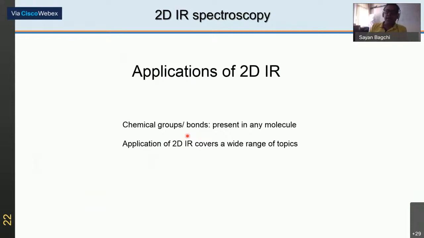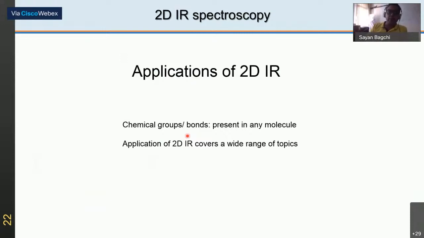So as long as that particular mode is IR active, we can get an IR spectrum. And if we can get an IR spectrum, we'll be able to get a 2D IR spectrum. All we are doing is the same IR spectrum, but using femtosecond laser pulses, and we are interacting these pulses multiple times with our sample. So as you can understand, we do not need to attach any external probe like a fluorophore.